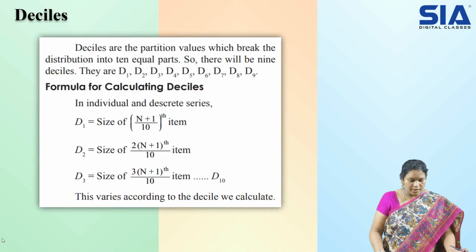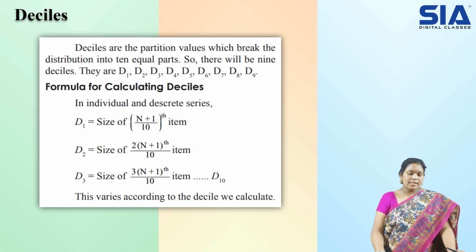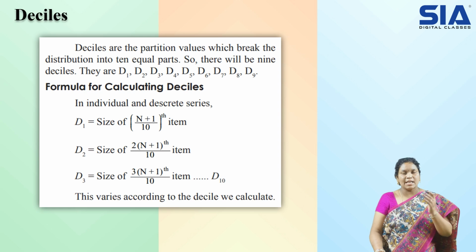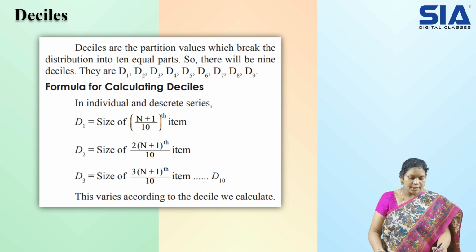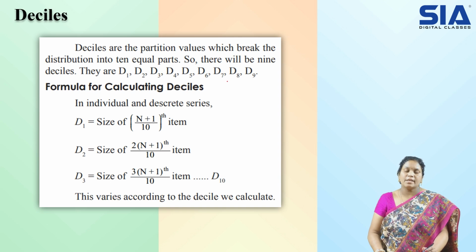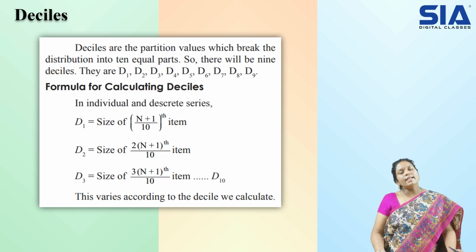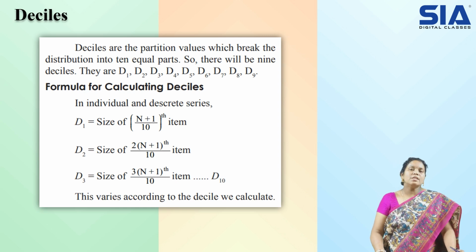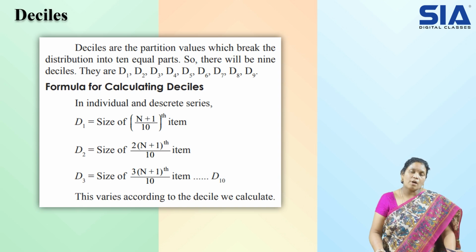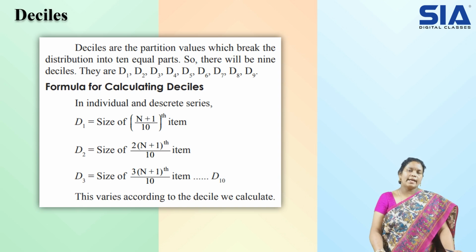Now let us check out deciles also. Deciles are nothing but if you divide the data into 10 equal parts, those are called deciles. Check it out here: D1, D2, D3, D4, D5, D6, D7, D8, D9. These are the deciles, meaning the data will be divided into 10 equal parts. The notation is D1, D2, because those are deciles. So just like quartiles, deciles are divided into 10 equal parts.